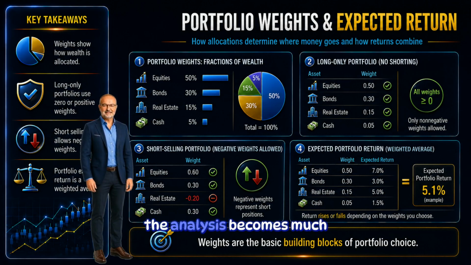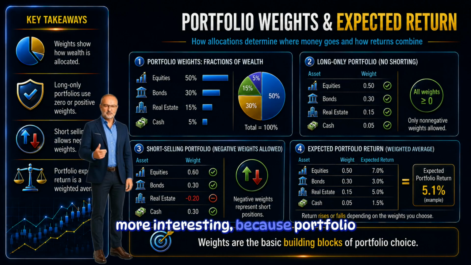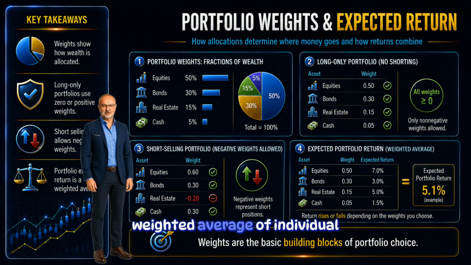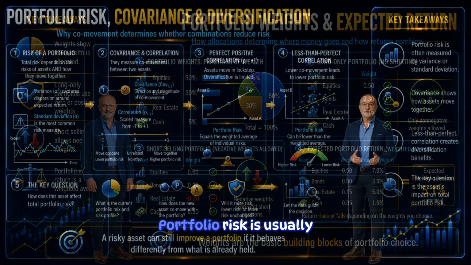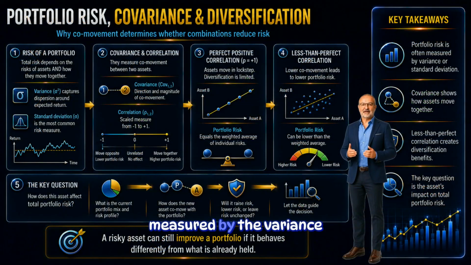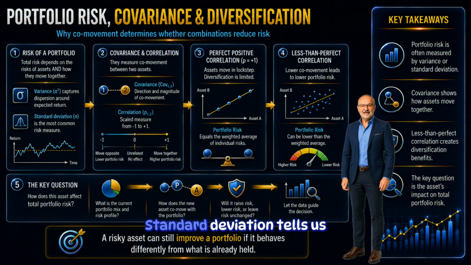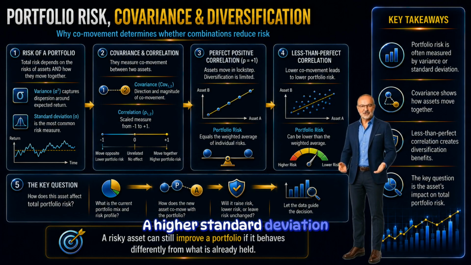And this is where the analysis becomes much more interesting, because portfolio risk isn't just a weighted average of individual asset risks. To understand portfolio risk, we must understand how assets move together. Portfolio risk is usually measured by the variance or standard deviation of portfolio returns. Standard deviation tells us how much portfolio returns tend to fluctuate around their expected value. A higher standard deviation means more uncertainty. A lower standard deviation means returns are more stable.